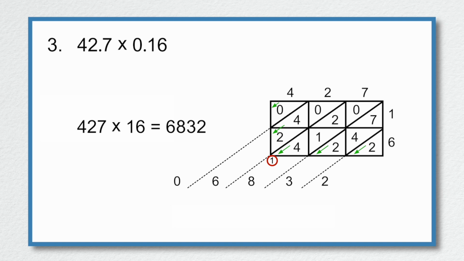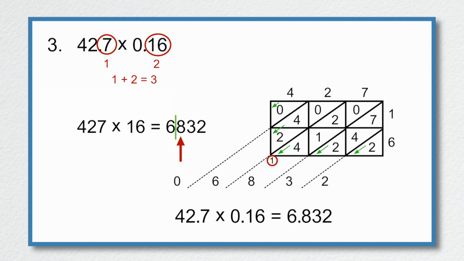Let's go back to the original question. And we're going to count the number of digits after the decimal points of both numbers. So we have 1 here and we have 2 here. So from right to left, we're going to count 3 digits. 1, 2, 3. We're going to put a decimal point between the 6 and the 8. So the answer to 42.7 multiplied by 0.16 is 6.832.